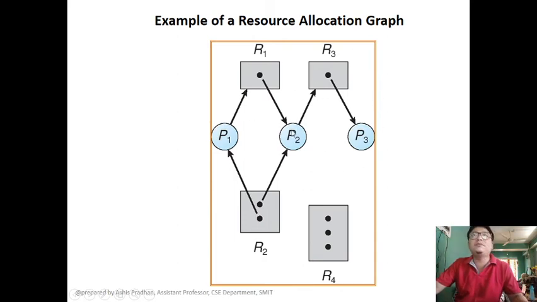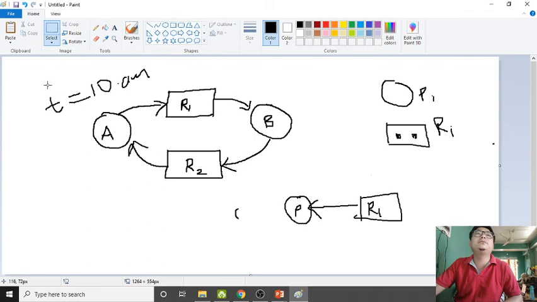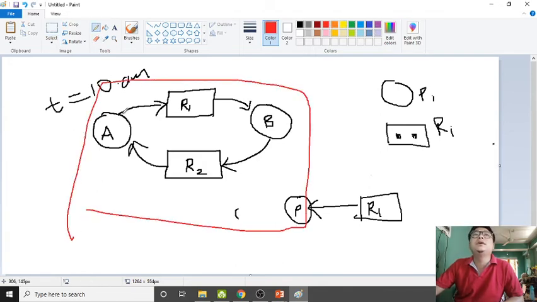So what is a cycle? I'll just explain it. This one is the cycle. See, the arrow is coming from A to R1, R1 to B, B to R2, R2 to A. This is a cycle. You can see the directed edge.